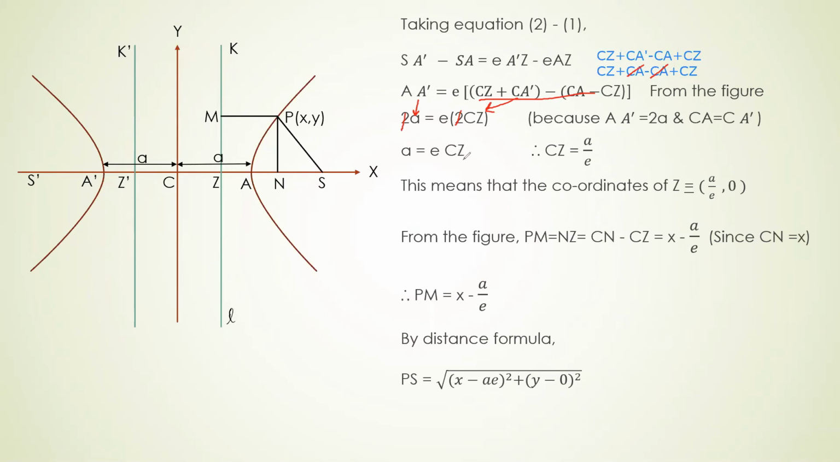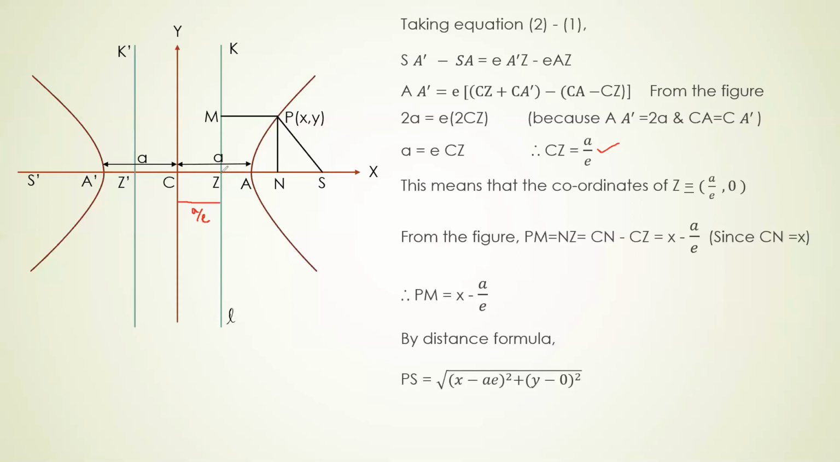We will calculate CZ. So E we will take it on the other side. It will become divided by. Therefore, CZ value is equal to A divided by E. Means this is my C and this is my Z. CZ value is A divided by E.